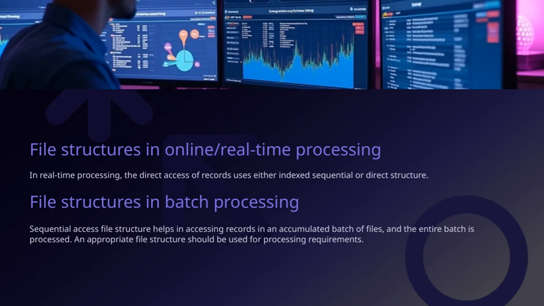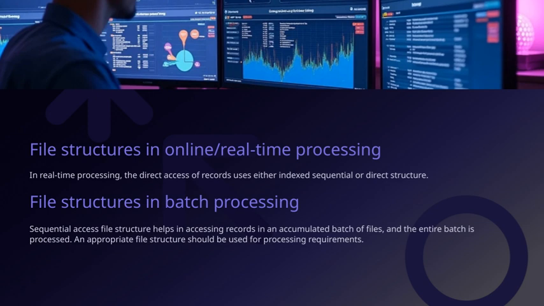Sequential access file structure is quite straightforward. It helps in accessing records in a batch of files one after another, and typically, the entire batch is processed from start to finish. This approach works well when you need to handle large volumes of data in a sequential manner. It's important to choose the right file structure based on your processing requirements.